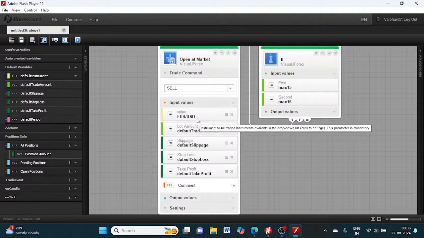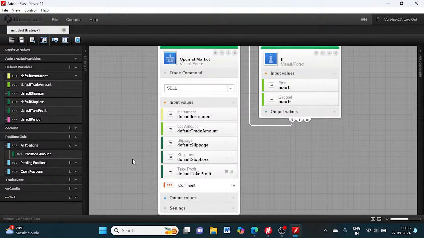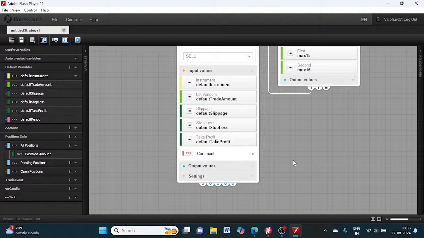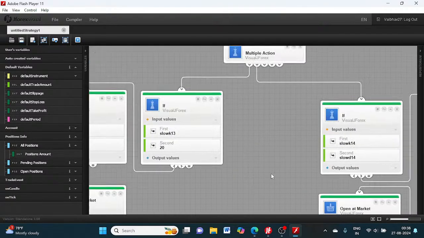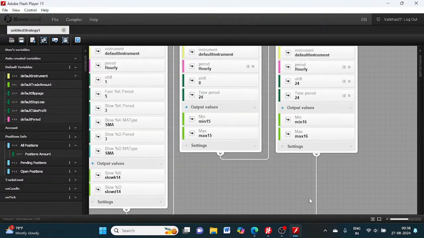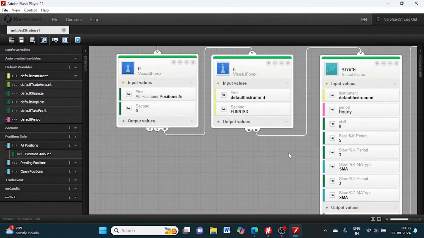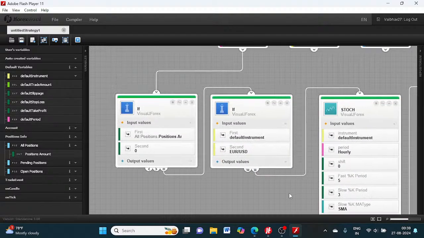Default instrument remains as it is. Trade amount remains at 0.001 million. Slippage remains default of 5 pips. Stop loss and take profit have been predefined with the default values of 25 pips and 50 pips respectively. So this is a simple formation, and I think it is at the same time going to be fairly effective. And each trade initiation will happen whenever there is new candle formation taking place.